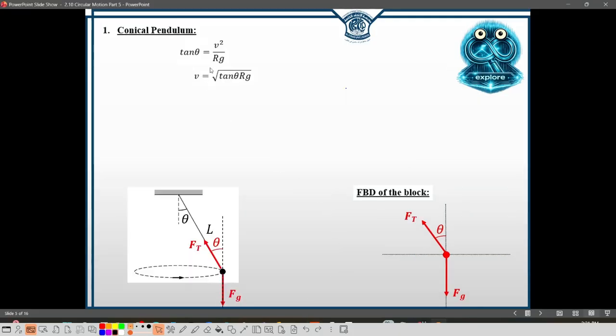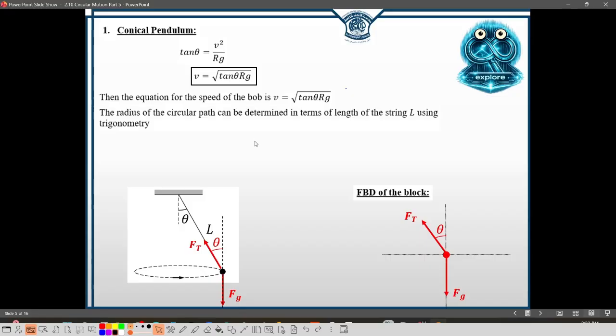Now if we move r and g to the other hand side, it becomes tangent theta rg. Taking the square root because we want to get rid of the square, v is equal to the radical of tangent theta rg. So the equation for the speed of the bob is given by v equals square root of tangent theta rg. Sometimes in the AP exam they won't give you the radius, and you will be asked to write v in terms of theta, length, and g.